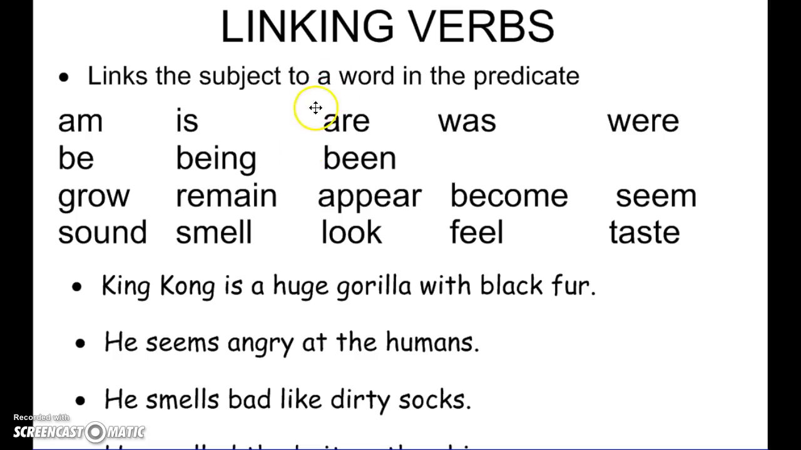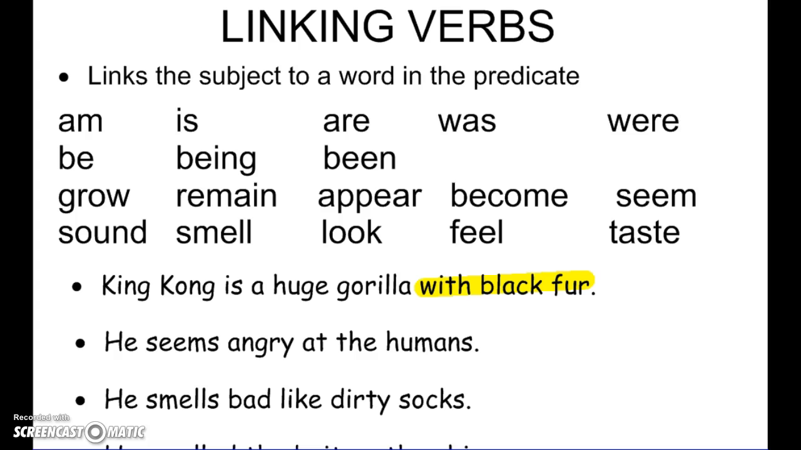But linking verbs, just like their name, their job is to link the subject of the sentence to a word in the predicate. So if I look at our example sentence down here, King Kong is a huge gorilla with black fur. Whether it's an action or a linking verb, we're always going to follow the same routine to get rid of extra information. So I look in here and I see a preposition from our list, with. I want to look at with what to find my prepositional phrase, with black fur. And now I can get rid of that part of the sentence and I'm left with something a little bit less complicated to work with.